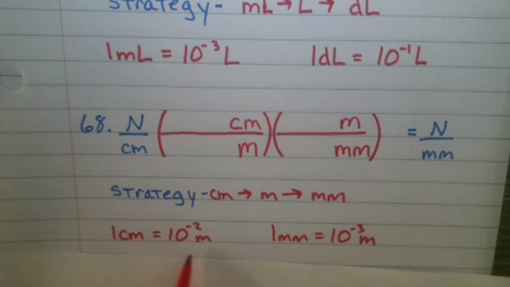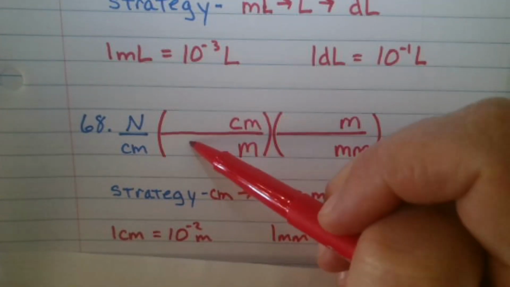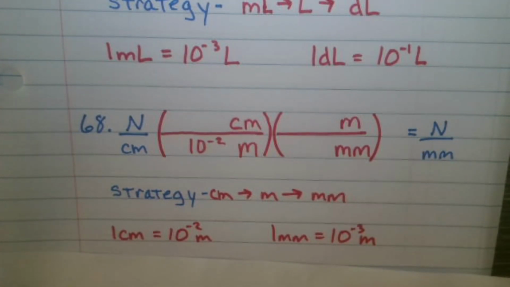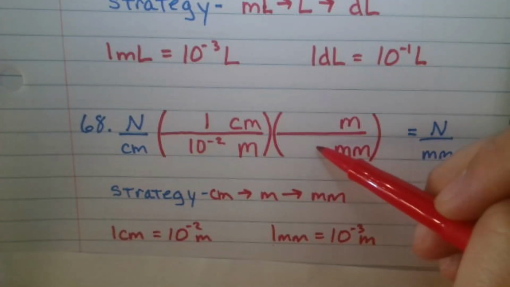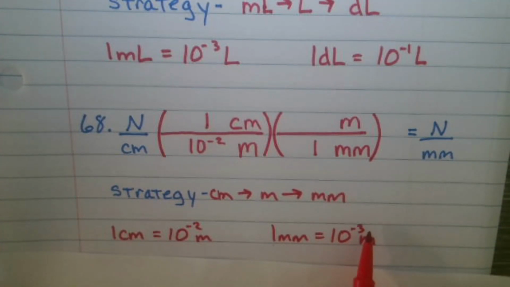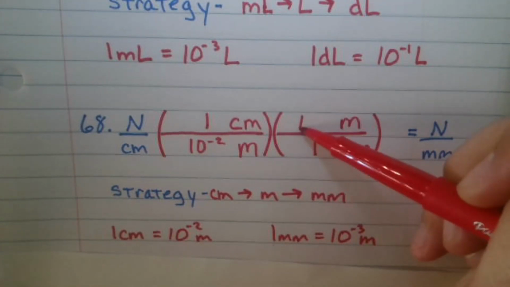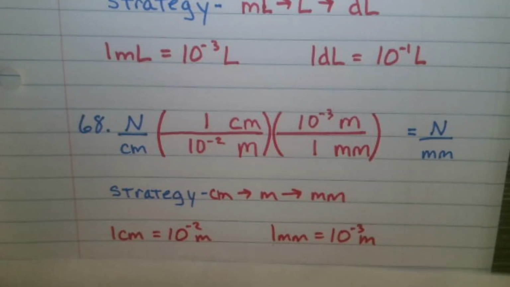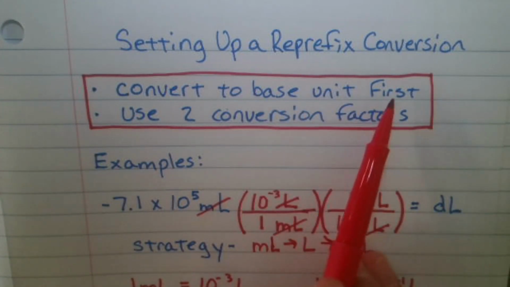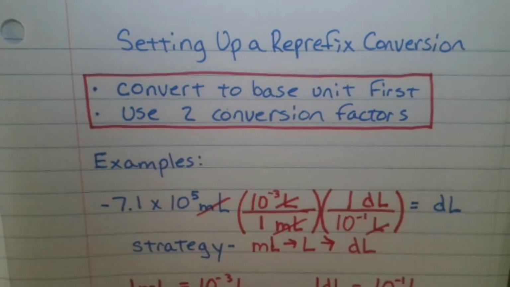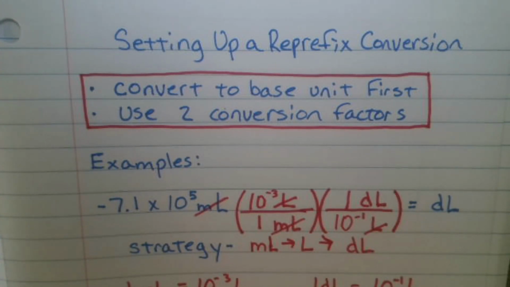So now let's look at our conversion factors. Meters, 10 to the negative second. So write 10 to the negative second. Centimeters, I would write 1. In the next one, we have millimeters on bottom, meters on top. Millimeters, it's 1 millimeter. And then 10 to the negative third meters. So I have meters on top, 10 to the negative third. And so again, the basic idea is you have to convert to the base unit first and use two conversion factors. And on this particular one, we have no calculations. Hopefully that helps.